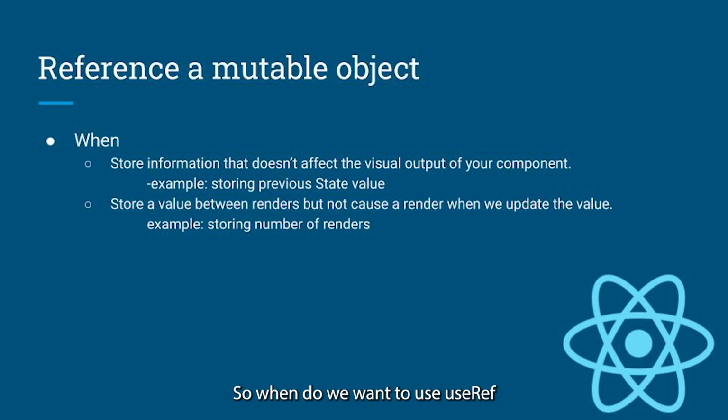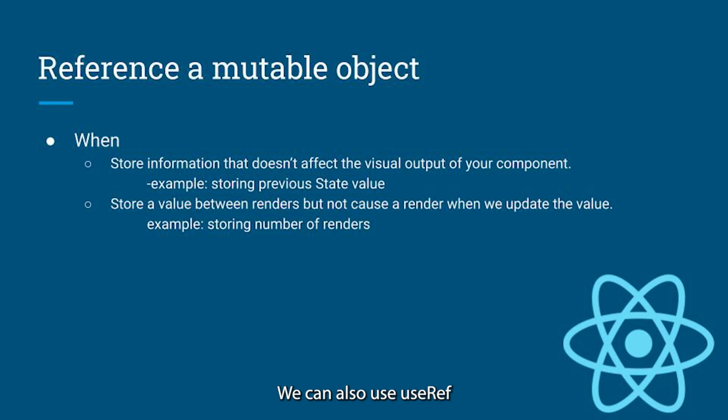So when do we want to use useRef to store a mutable value? We can use it when the information we would like to store has no effect on the UI of our component. If it does have an effect on our UI, we typically want to use useState because updating the useState will trigger a re-render, making our changes visible.